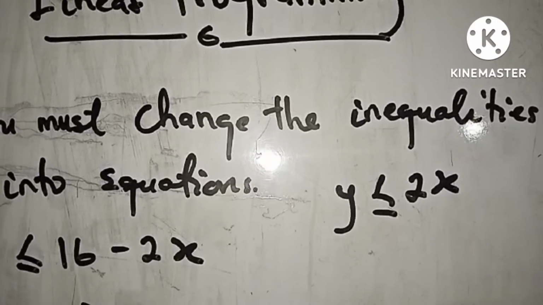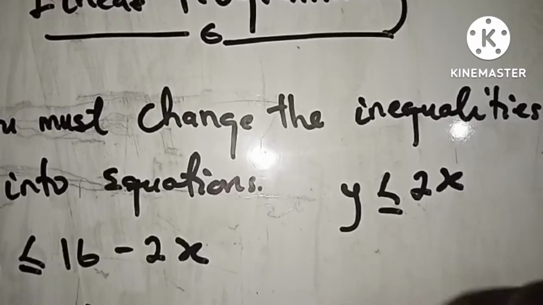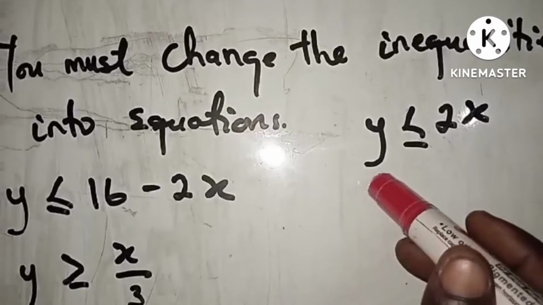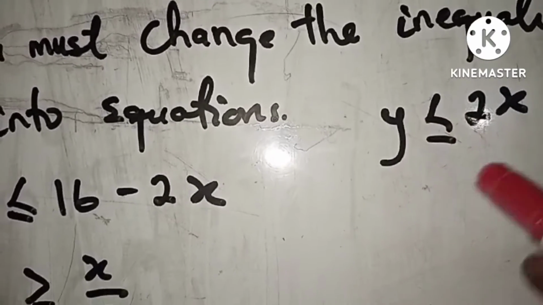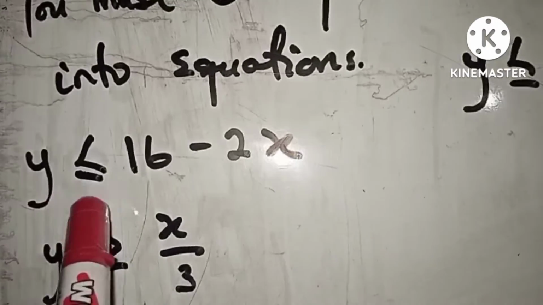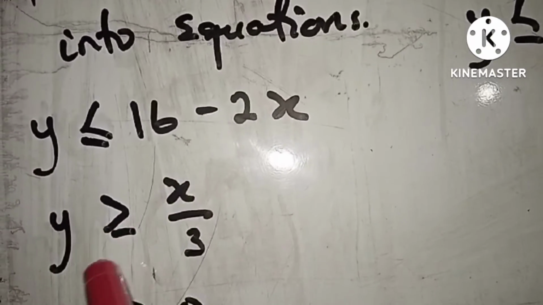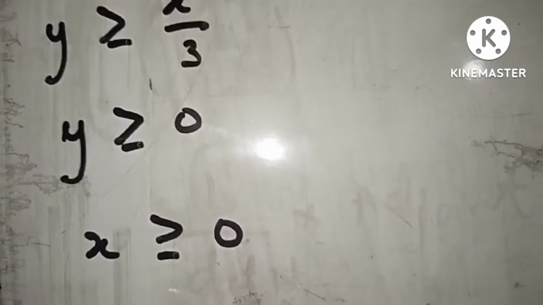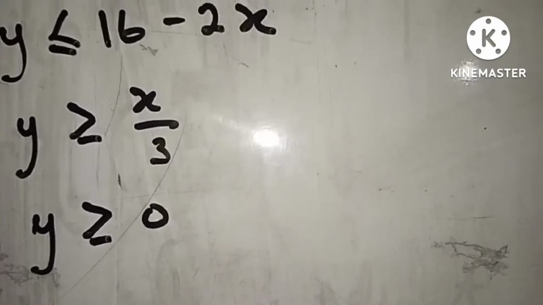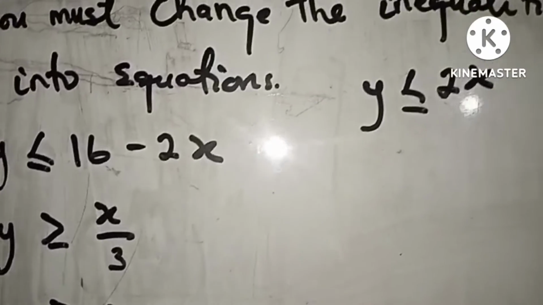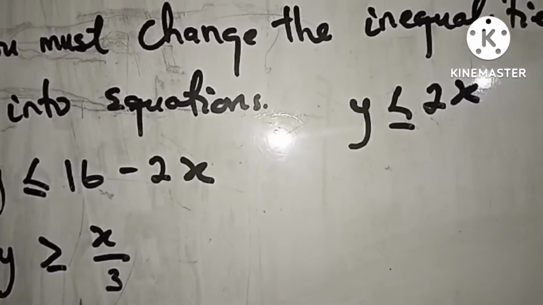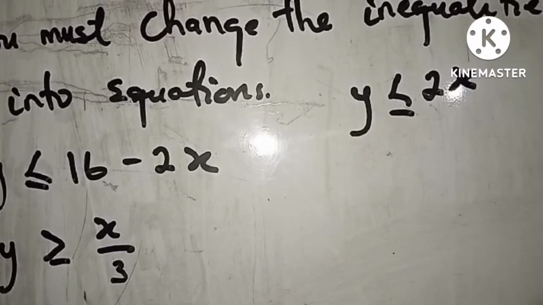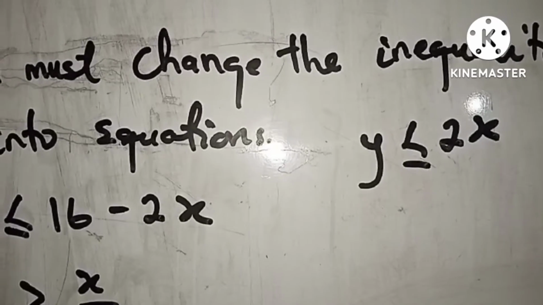Graphically, the region R of all points x and y which satisfies simultaneously the inequalities. We have y less than or equal to 2x, second, y less than or equal to 16 minus 2x, then y greater than x over 3, and y greater than or equal to 0. Finally we have x greater than 1. So these are the five inequalities that we are given, and they want us to determine the part that we will be shading graphically that satisfies the inequalities.